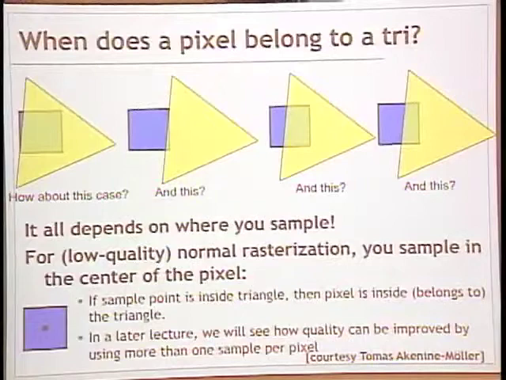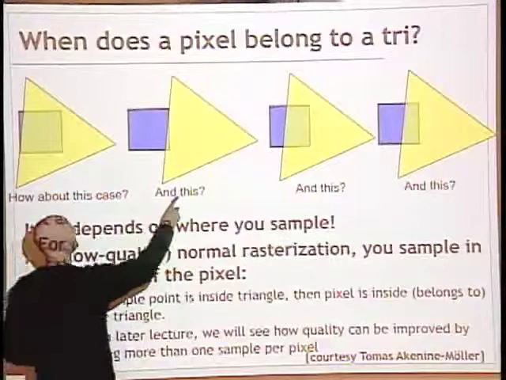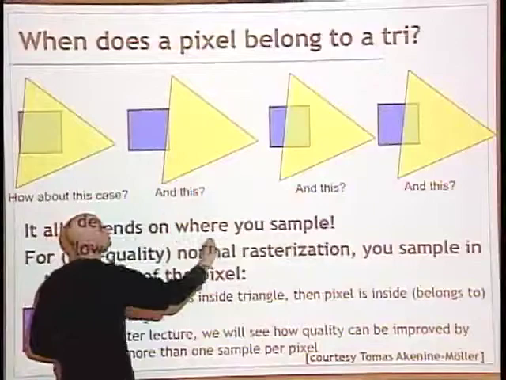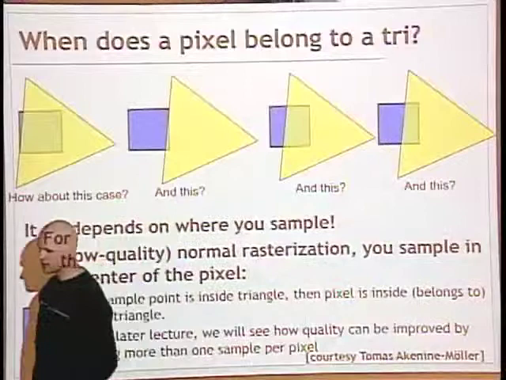So when we look at these problems up here, we're going to say, well, if we approximate it as a point, no. Okay, this pixel does not belong to this triangle. This one probably does, this one probably does not. Okay, we're just saying we're going to treat this pixel as a point.